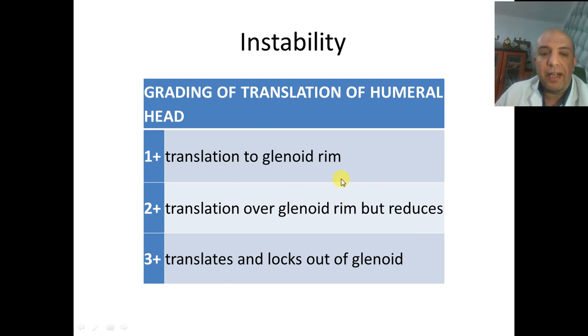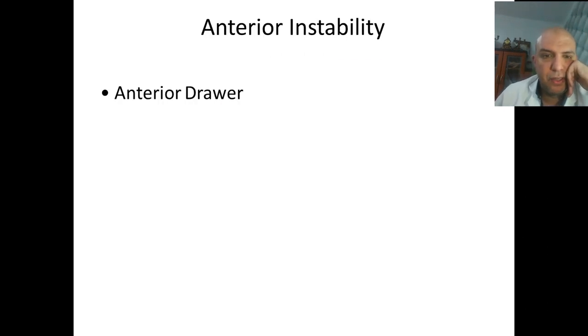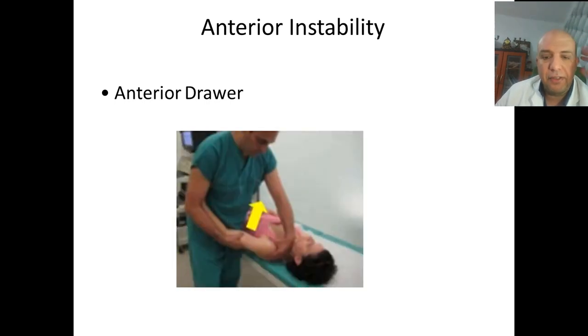Instability as a grading system: just to the rim is 1 plus, over the rim is 2 plus, and they pass beyond the rim but you can reduce it if locked, this is type 3. Okay, anterior instability is tested with the anterior drawer like this.